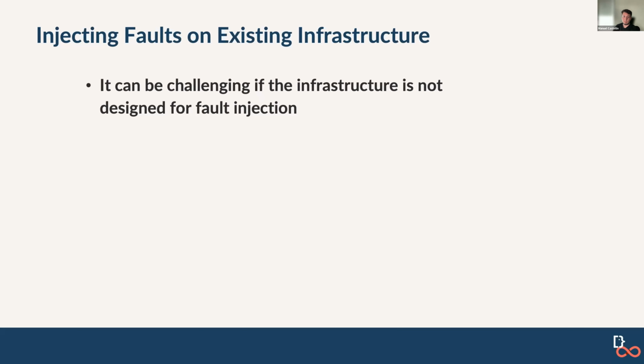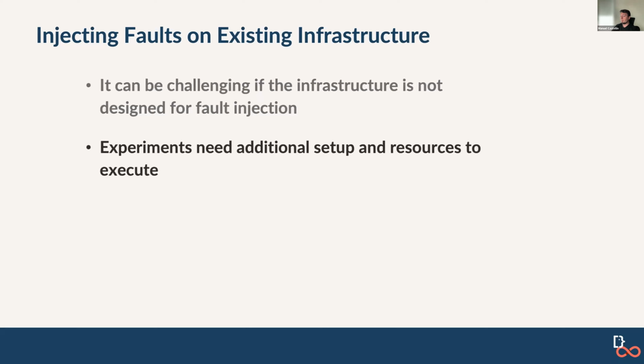So if you didn't think about injecting faults at the start when you designed the infrastructure, sometimes it's just not possible. For example, if you have a direct connection between two services, it's going to get a lot trickier to control the network conditions if you don't have any sort of service mesh or proxy in between them. So that's what we're trying to address during this presentation. Of course, because the infrastructure wasn't designed for chaos experimentation, it doesn't mean we can't do it. It would probably just take a little bit of extra setup, and we'll have to create some resources before we can effectively execute experiments.